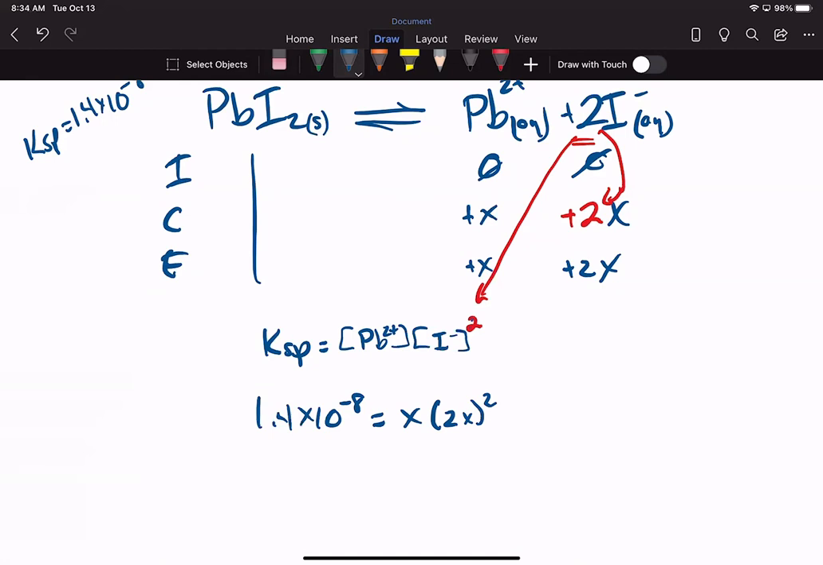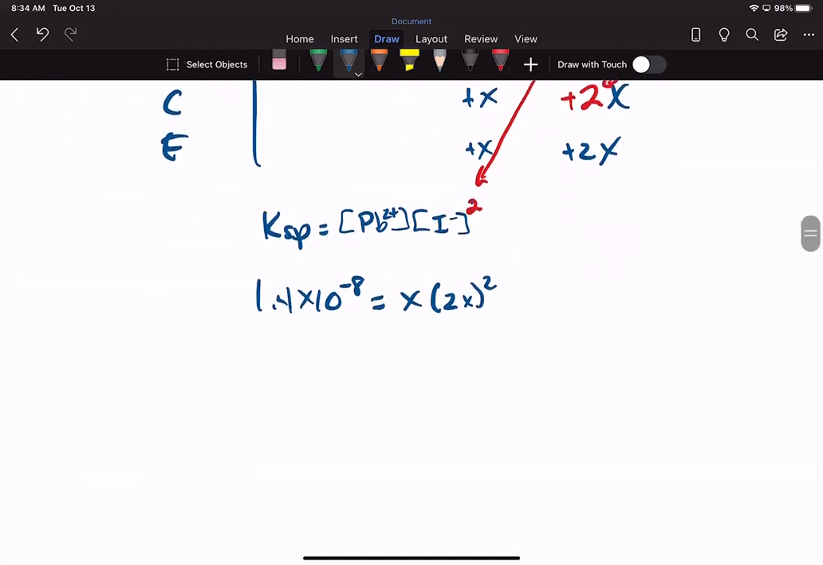So let's go the long way, just to make sure that we can do this correctly without having to use a solver. So let's break this out. We've got 1.4 times 10 to the minus 8 is going to equal x times 2x squared. So we're going to have 4x squared times x. So we have 4x to the third. So 4x to the third, if I divide this side by 4, I have to divide this side by 4.